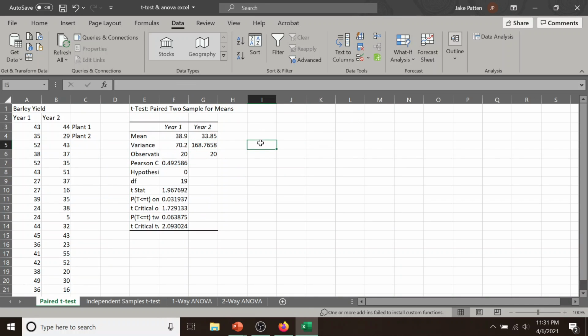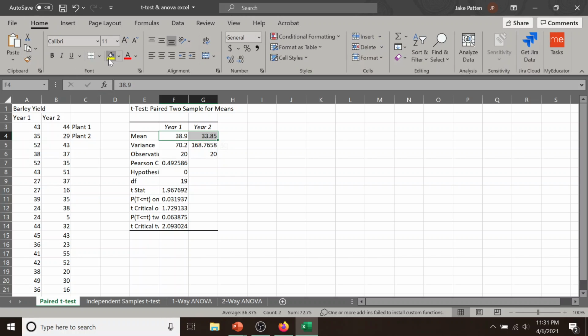So what did we learn here? Well, here are our means. The mean from year 1 is 38.9. The mean from year 2 is 33.85. These are important things to have. I'm going to highlight those. The variance is important to have too. If we're doing a write-up for our results section, we're going to need the means, and we're going to need the standard deviations. Excel doesn't give you the standard deviation, but it does give you the variance.